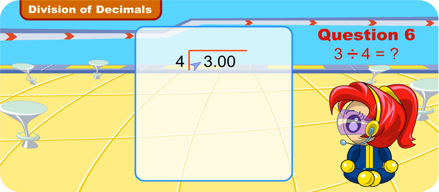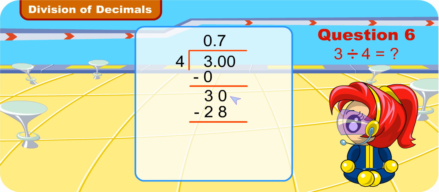Since 3 cannot be divided by 4, we write 0 in the ones place. Next, we write the decimal point. Then we go on to the tenths place. We bring 0 down to make 30, and 7 times 4 gives 28, which is closest to 30. So we write 7 in the tenths place and write 28 here. 30 minus 28 equals 2.